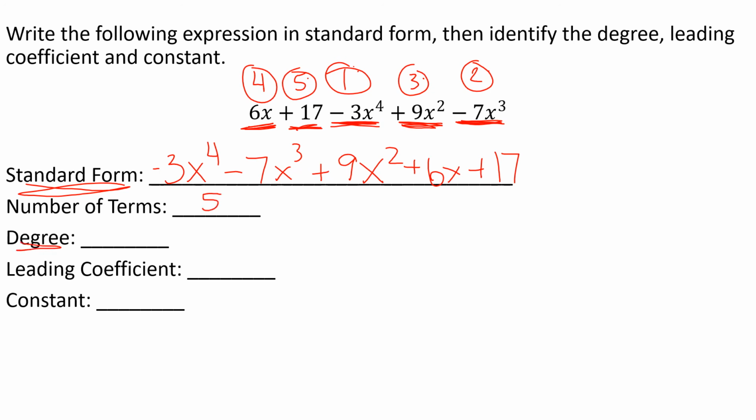The degree of this polynomial, remember, degree is just the highest exponent. The highest exponent was a 4. The leading coefficient is not necessarily the number at the front of the original expression, but it is the number at the front when it's written in standard form. So negative 3 is our leading coefficient because that is the number attached to the value with the highest exponent. Last, the constant is the number that doesn't have a variable at all. That's the positive 17.